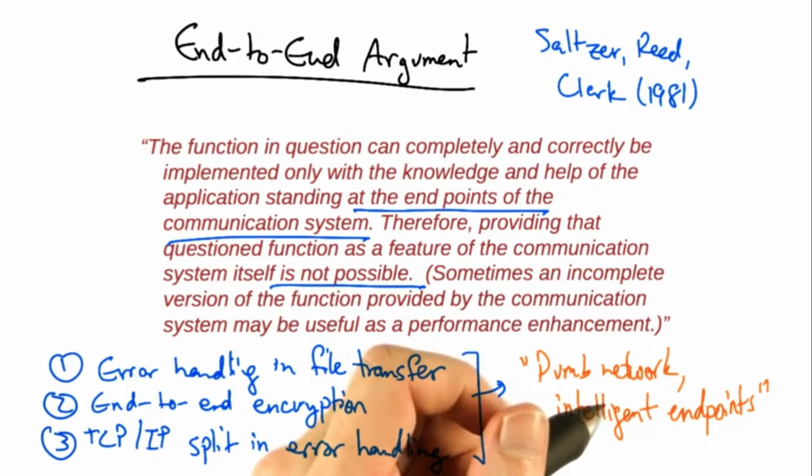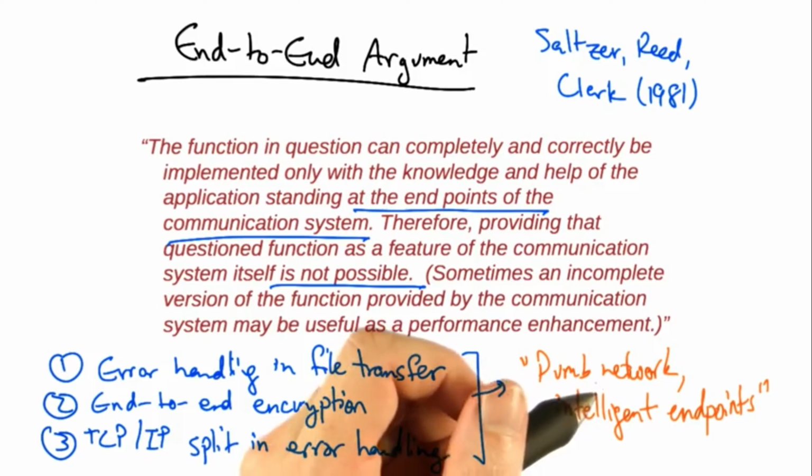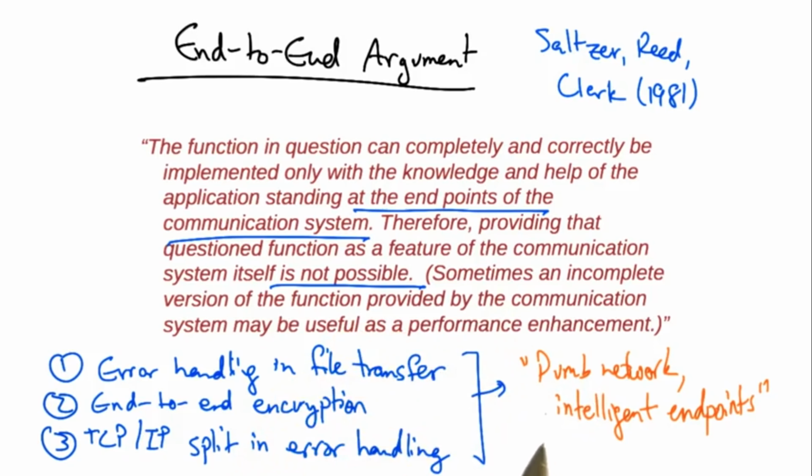Many people argue that the end-to-end argument allowed the internet to grow rapidly because innovation took place at the edge in applications and services rather than in the middle of the network, which can be hard to change sometimes. Let's look at one example of the end-to-end argument, error handling and file transfer.